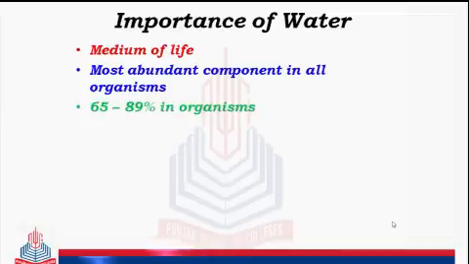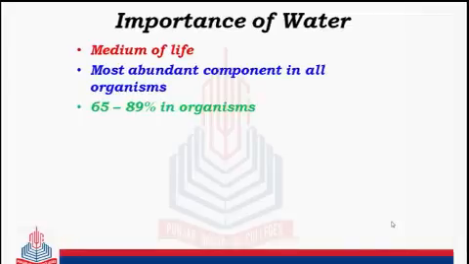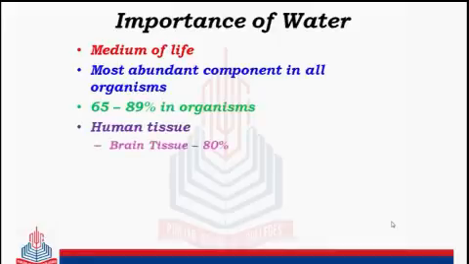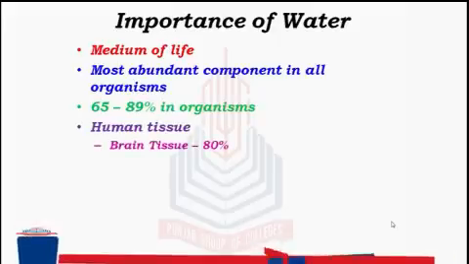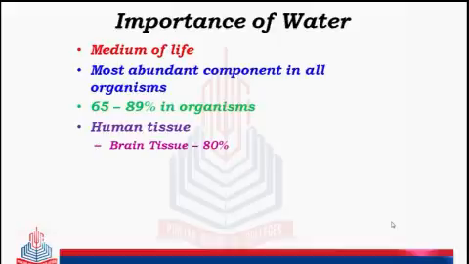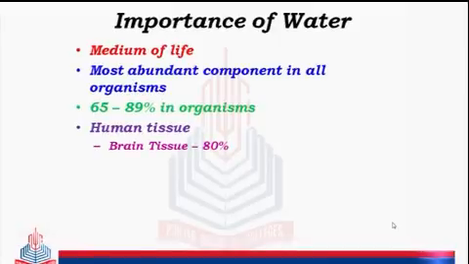There is 65 to 89% present in organisms, that is, it ranges in different types of organisms regarding their habitats and their surroundings. So it ranges from 65 to 89%. In human tissues, they vary. In human tissues, the water ranges in different ratios. For example, in the case of brain tissue, because of its delicacy, it is so delicate that it is really damageable wherever it is present.